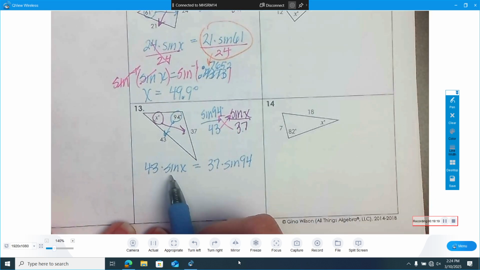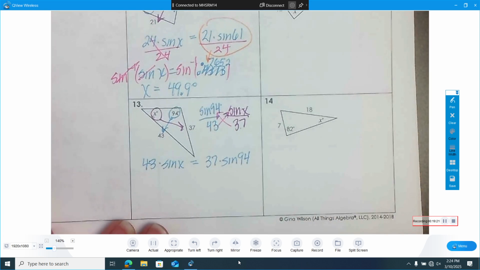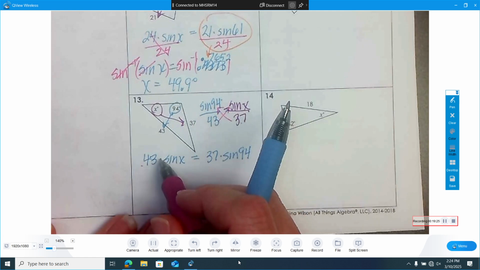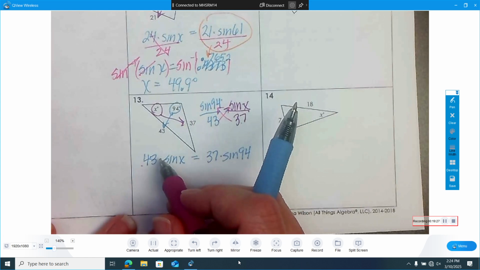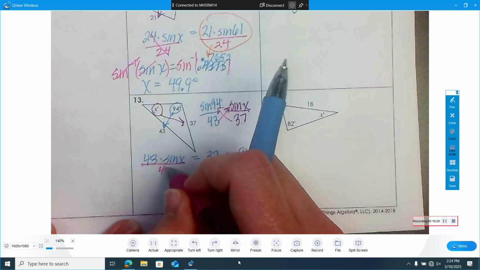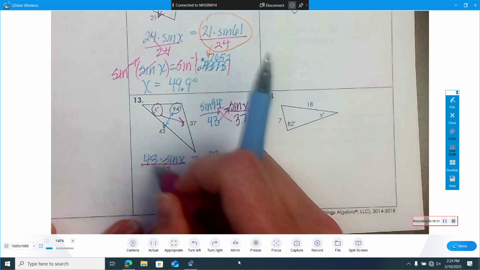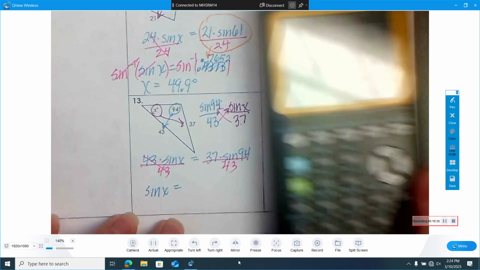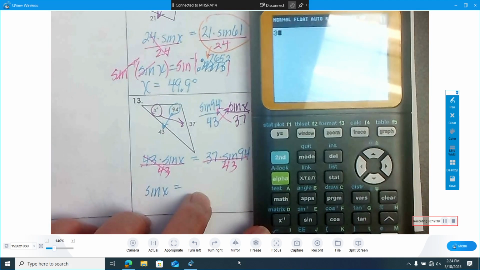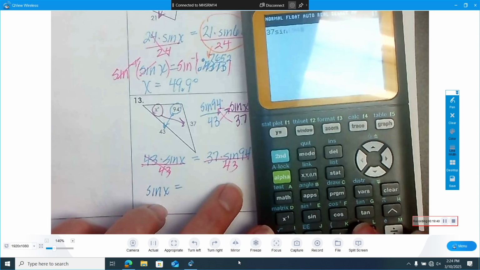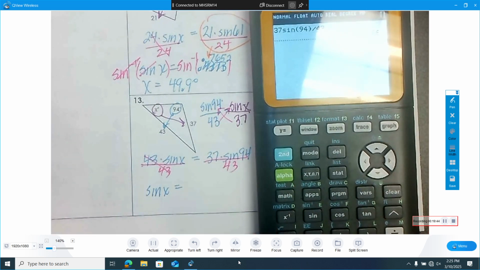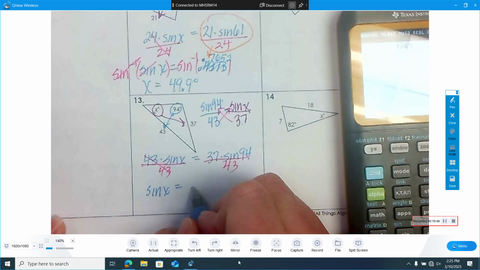All right. How do we get the sine of x all by itself? How do you undo multiplication? You divide by 43. Great. So we have sine of angle x. We're going to plug all this into our calculator. I'm not going to screw it up this time. 37 times sine of 94 divided by 43. So that gives me 0.858.